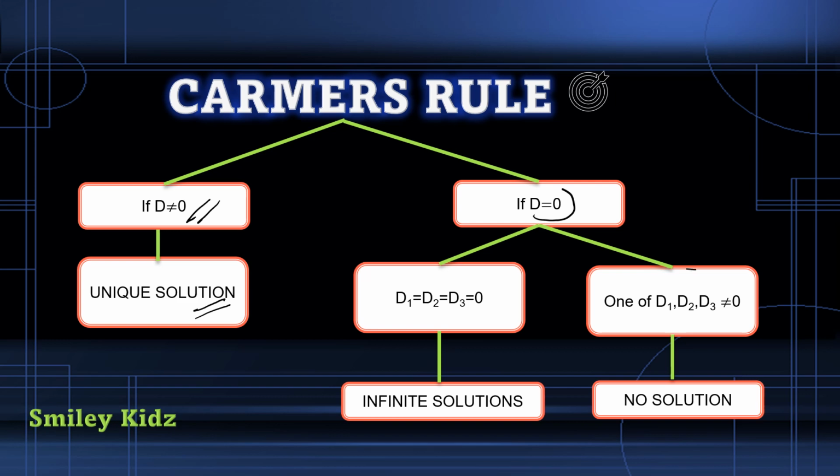If D is equal to 0, if discriminant is equal to 0, there are two cases. That is, if D1, D2, D3 are all equal to 0, then there will be infinite solutions. But if any one of the D1, D2, D3 is not equal to 0, then there will be no solution.